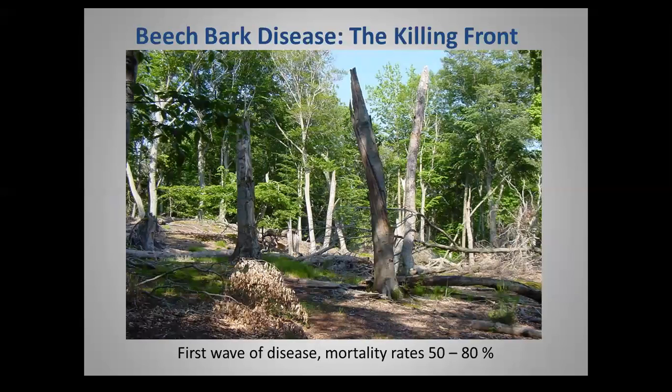This photo is showing, again, Ludington State Park at the killing front. In the first wave of the disease, it's estimated that mortality can reach somewhere between 50 and 80% in most stands. You can see in this picture a canopy opening that's been created by the death of several large beech trees in this area.